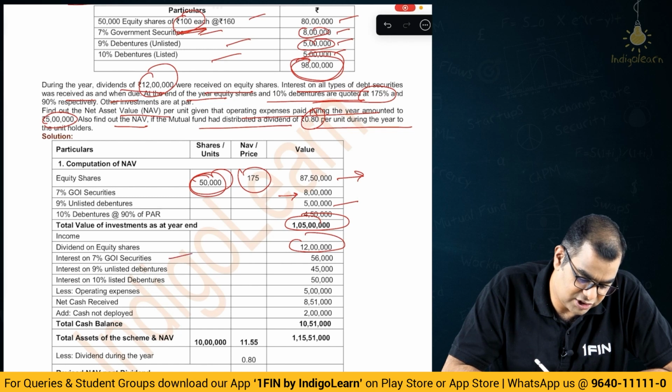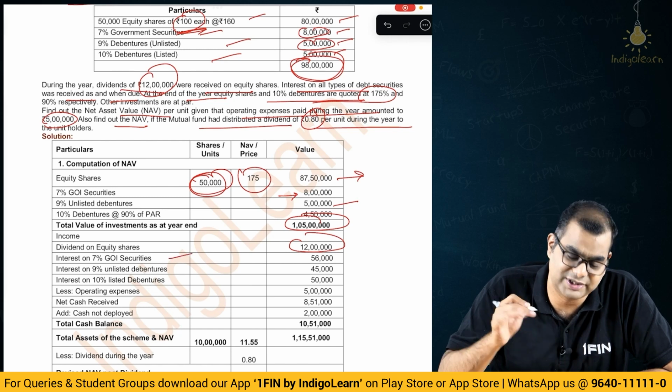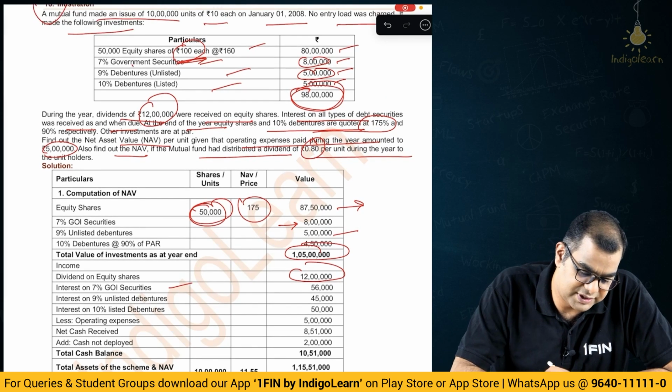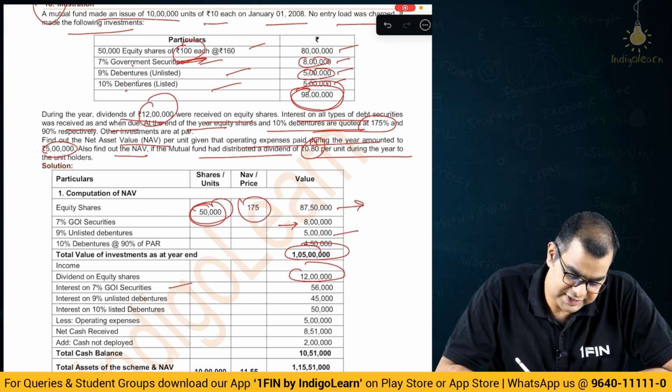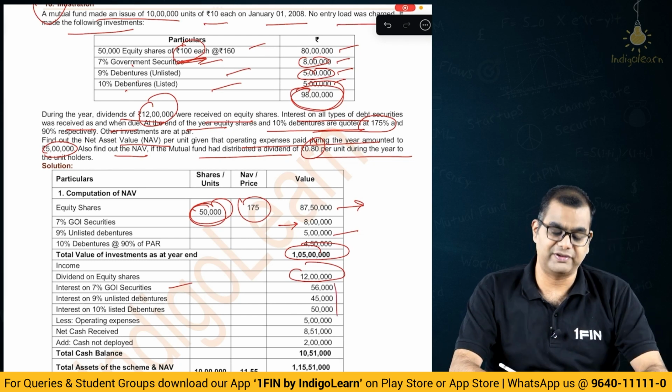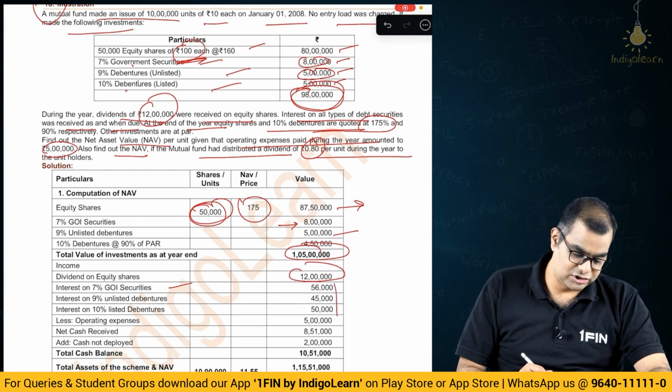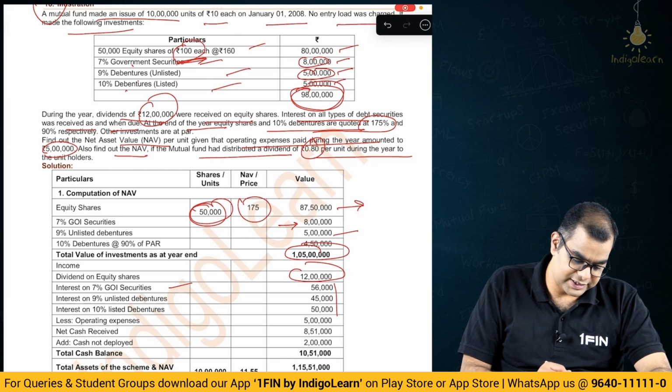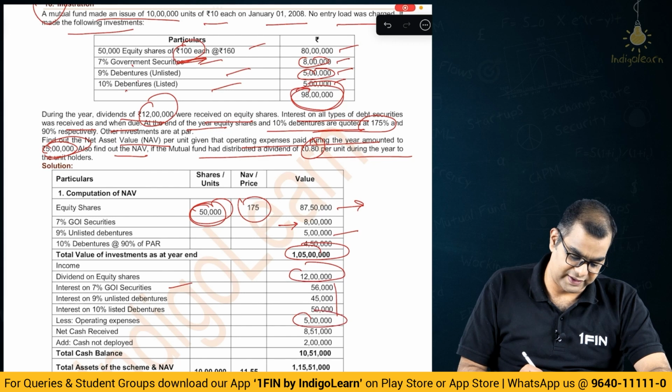Then, interest on government securities and whatever securities you had, you received the income. So 7% into 8 lakhs is 56,000, 9% into 5 lakhs is 45,000 and 10% into 5 lakhs is 50,000. So these are the three incomes that you've got in addition to the dividend from equity shares. Then you also have operating expenses. What are the operating expenses? Operating expenses paid during the year is 50,000, so you subtract that. So net cash received from all these activities is 8,51,000.